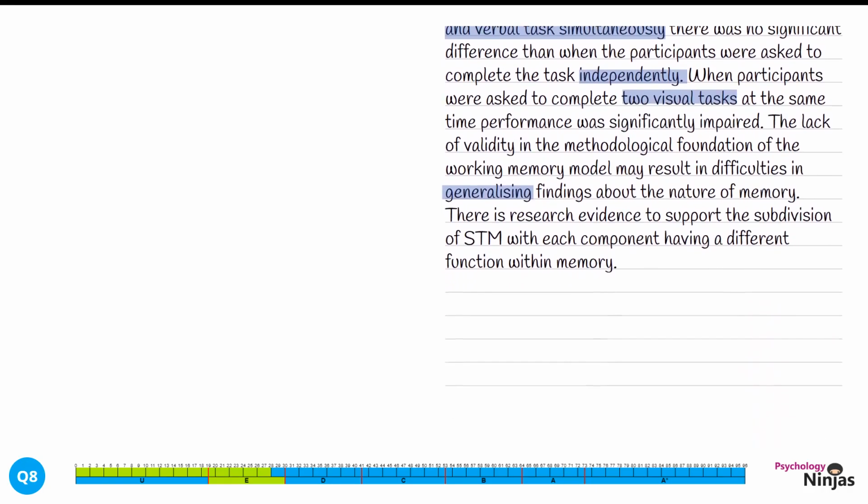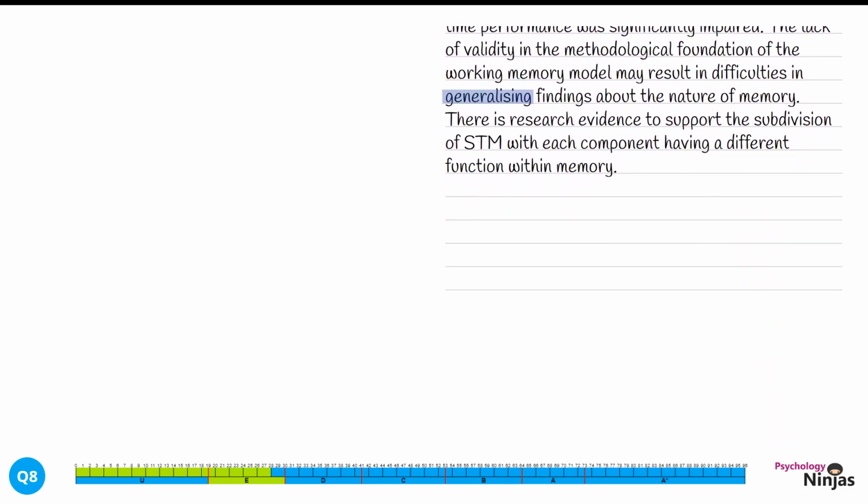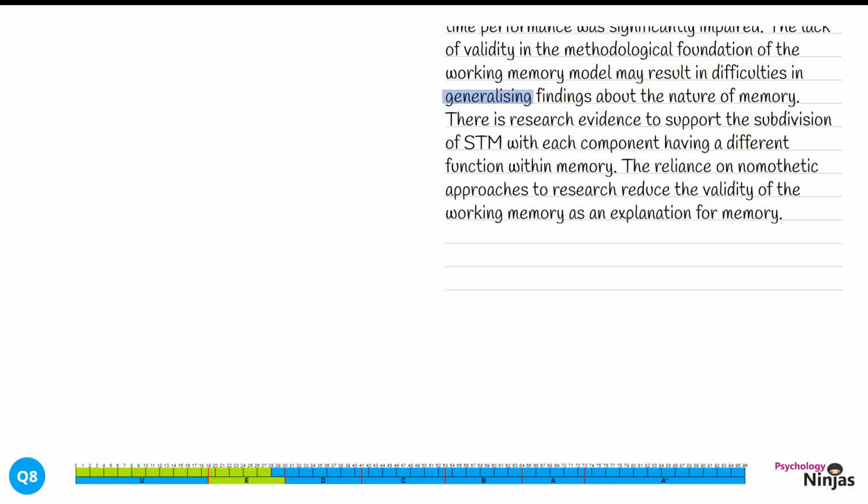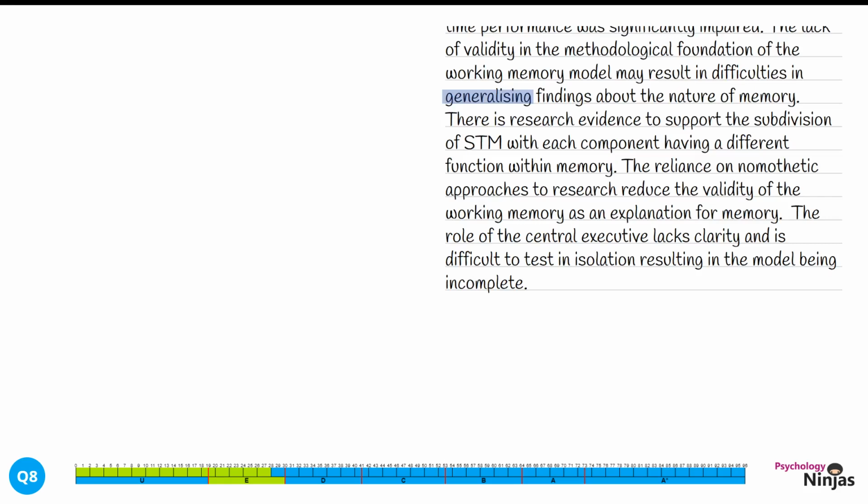There is research evidence to support the subdivision of short-term memory, with each component having a different function within memory. The reliance on nomothetic approaches to research reduce the validity of the working memory model as an explanation for memory. The role of the central executive lacks clarity and is difficult to test in isolation, resulting in the model being incomplete.